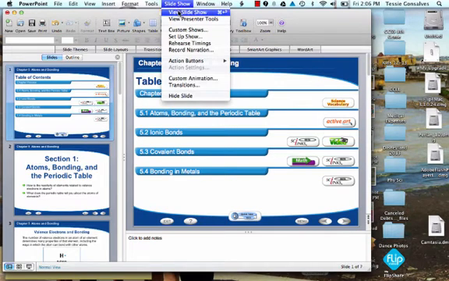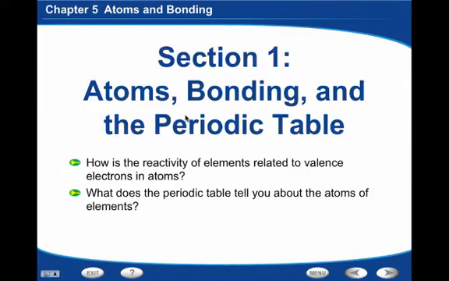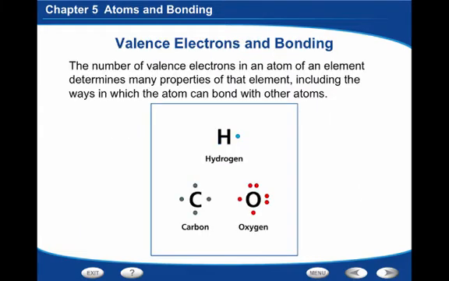Okay, so this is going to be a very quick flip lesson. There's only 7 slides here, and it's about 5.1, and we're talking about the periodic table and atoms bonding and the periodic table. So how is the reactivity of elements related to valence electrons and atoms, and what does the periodic table tell you about the atoms of elements is what you should keep in mind.